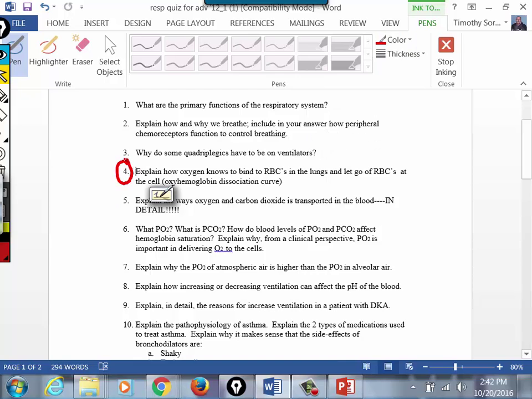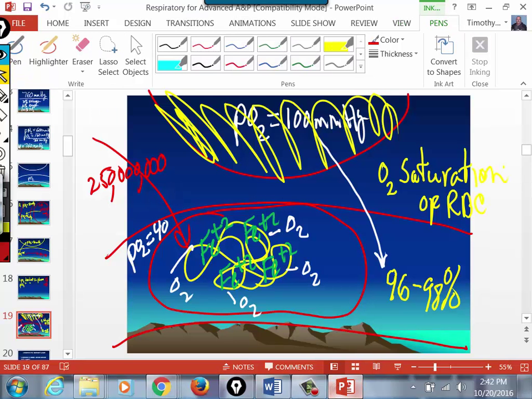So number 4, I'm going to go over now, and I'm going to explain to you how this works. Okay? Ready? All right. Now, what I want you to do first is just think about the fact that oxygen binds to the iron on hemoglobin in the lungs. You simply have to take that on faith for right now. I'll explain more once we get there.